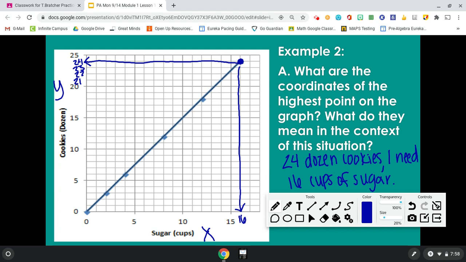And you could do that with any of these points. This would be 12 dozen cookies, 4, 5, 6, 7, 8 cups of sugar. This one right here would be 6 dozen cookies for 4 cups of sugar. Make sure you can read this chart.